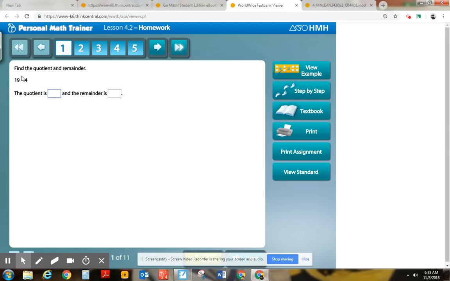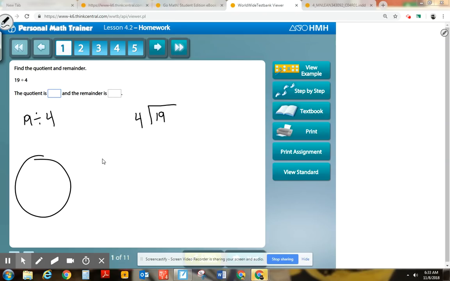All right, so let's do problem number 1. Find the quotient and remainder. 19 divided by 4. So if I have 4 groups and I put 19 in evenly, how many would be in each group? So we set up our equation like this. And I'm going to make 4 groups.